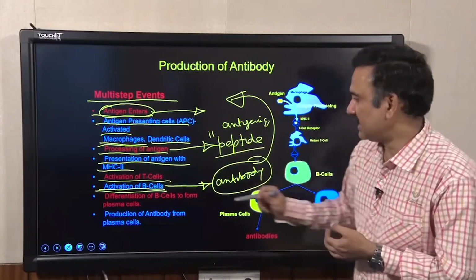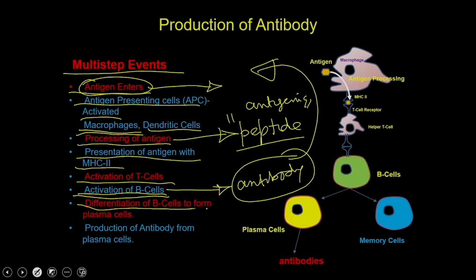and that is how the whole cascade is going to be amplified. In the meantime, the B cells are going to differentiate into plasma cells, and the plasma cells are going to start producing the antibodies. These antibodies are again going to participate in the immune responses.